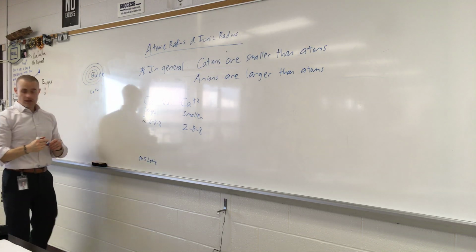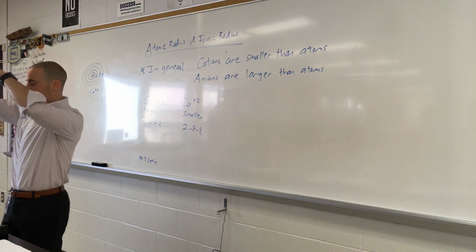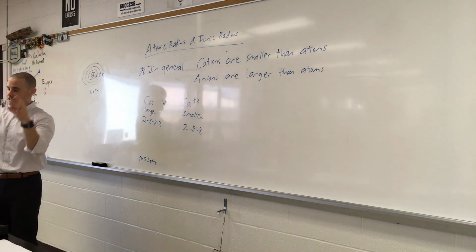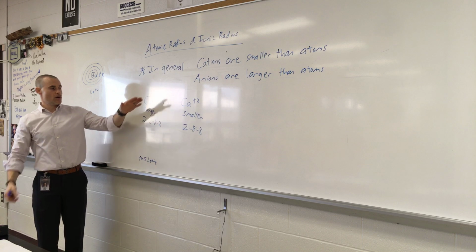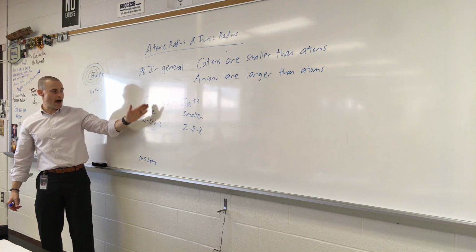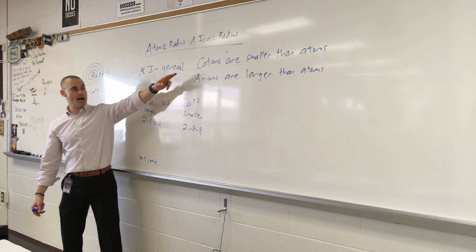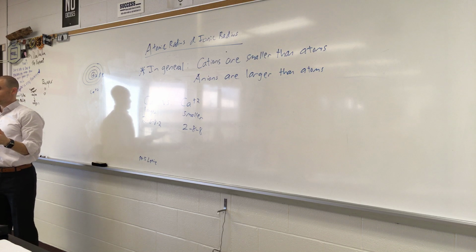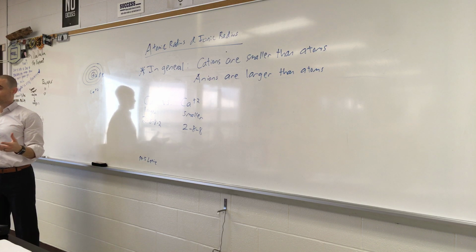So think of an onion. If you take the outer layer off, it's going to be smaller. If you keep peeling layers, it gets smaller and smaller. So this should hopefully make perfect sense to you guys, that when atoms lose electrons and become cations, the cations get smaller. Make sense? Questions? Okay.